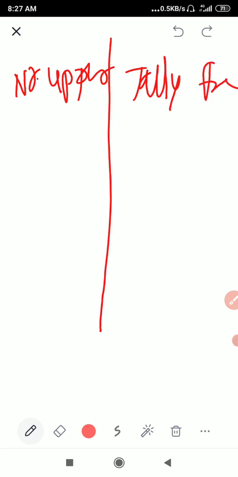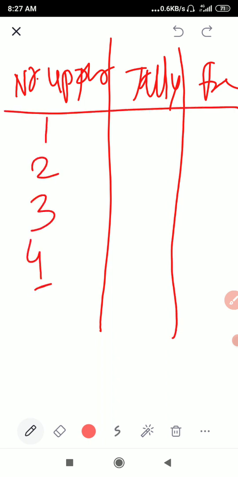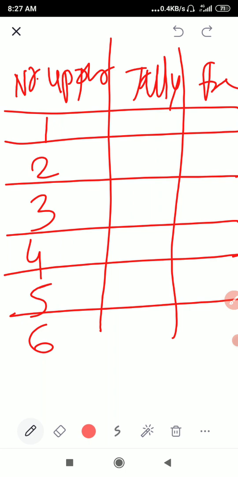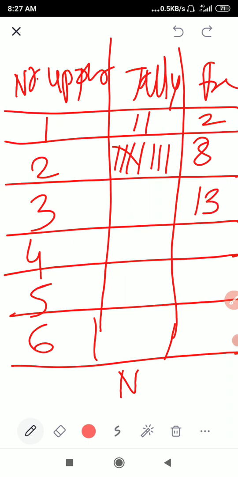So find out the minimum number and maximum number in there. 1, 2, 3, 4, 5, and 6 are there. So like this you have to solve this, and finally you have to write n is equal to. Once if you are saying, that is 2, so here I will write 2. If you are counting 2s, that is 8: 5, 6, 7, 8. Now if you are counting 3s, that is 13.